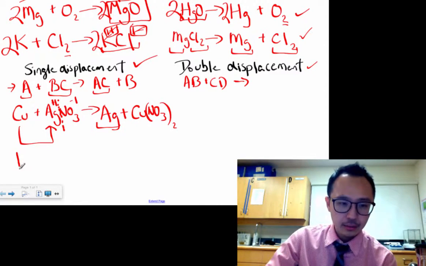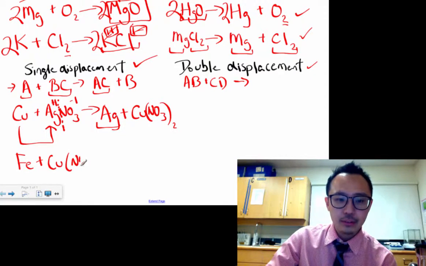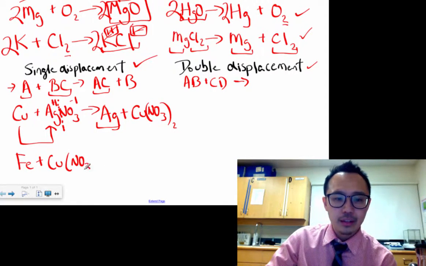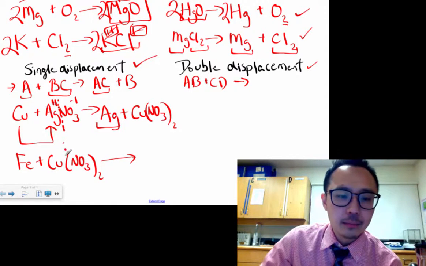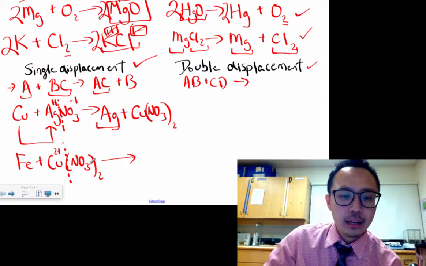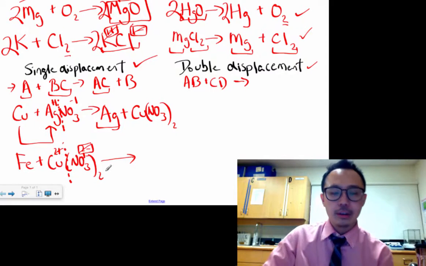Another example, let's use iron plus copper nitrate. So we're going to use sort of the reverse of this. And what are my products? Again, this is going to be split. So we can see that this has a 2 plus charge. Nitrate has a 1 minus charge, but because we have 2 of them, the total charge is 2 minus. You can see that this charge cancels out with this charge, right?